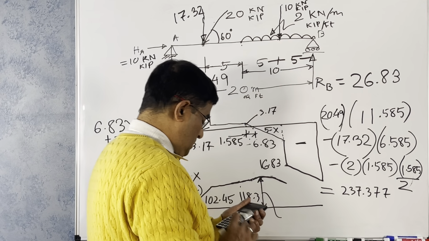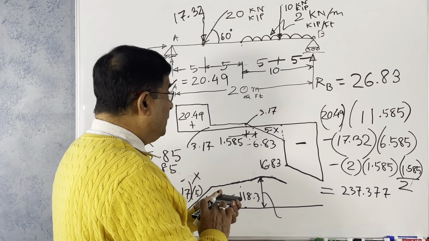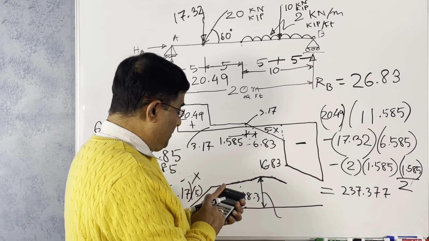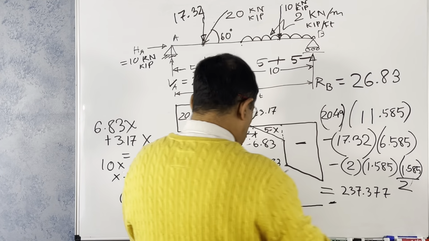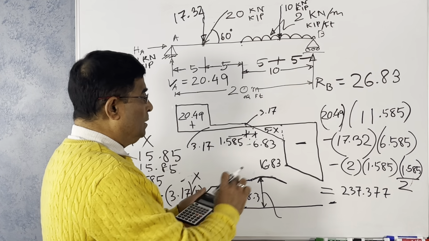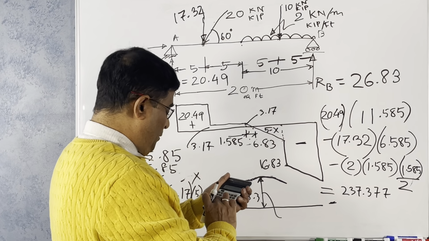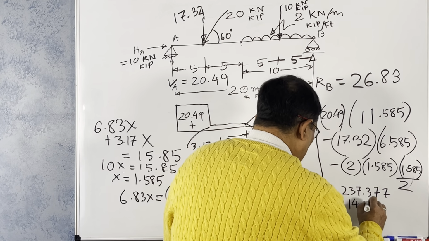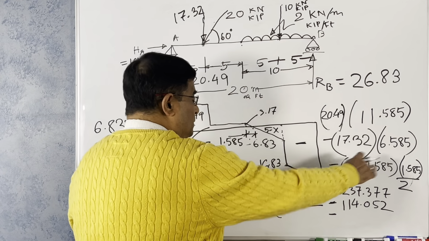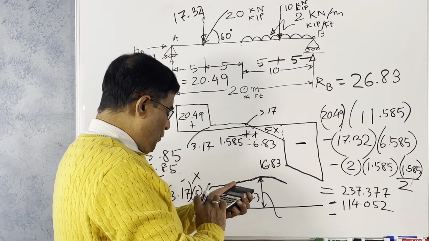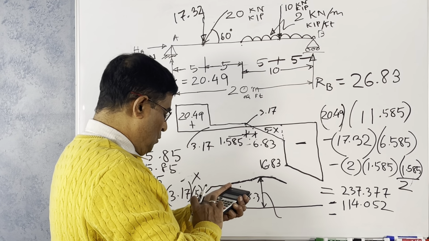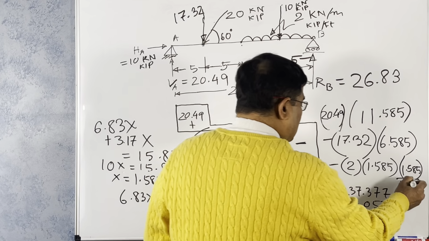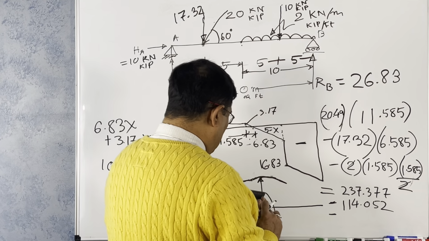$237.377, again 20.49 times 11.585, 237,377, then minus this value 17.32 times 6.585 minus 114.052 minus this value. So 1.585 times 1.585, these two will cancel. You don't need to multiply. So minus, it is 2.51.